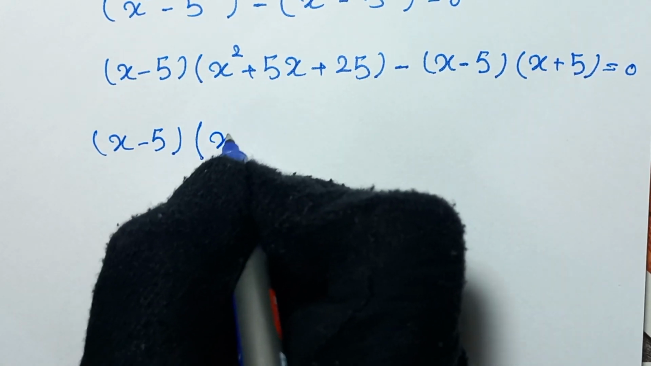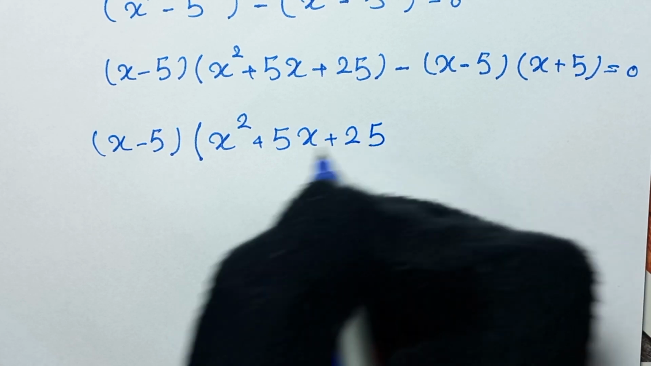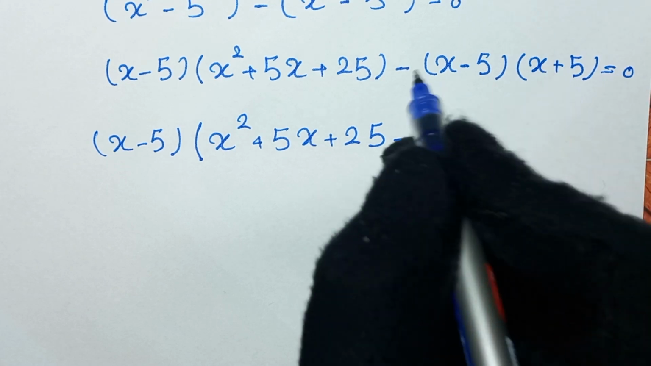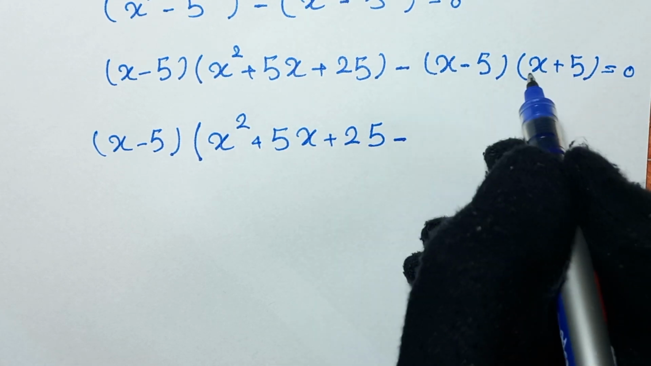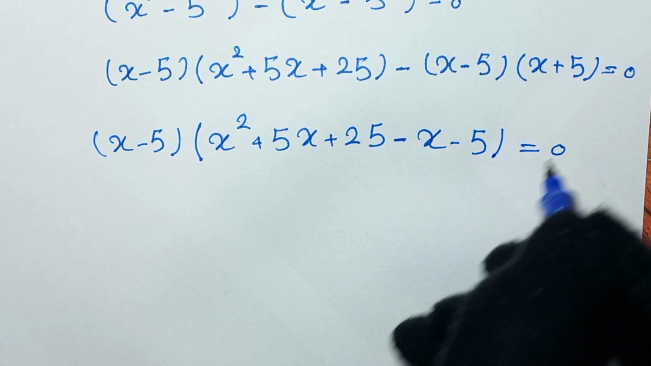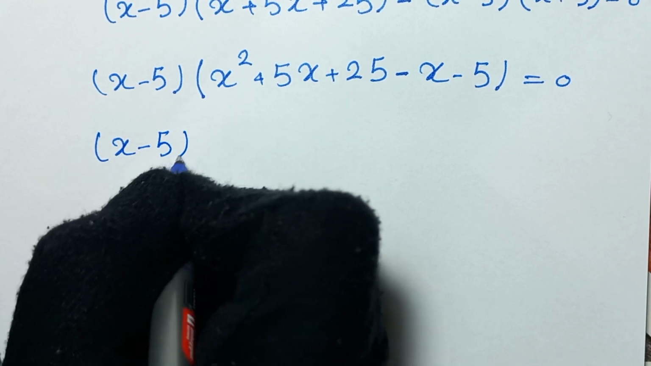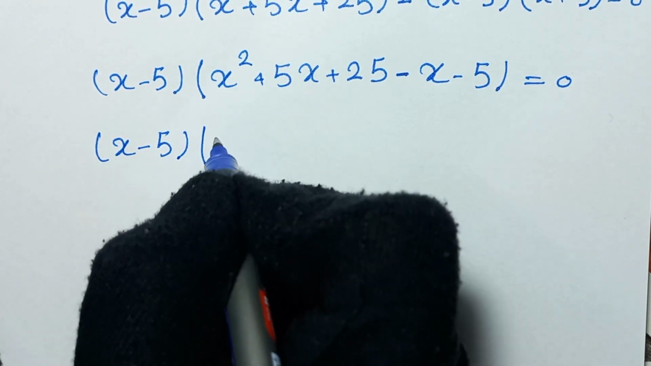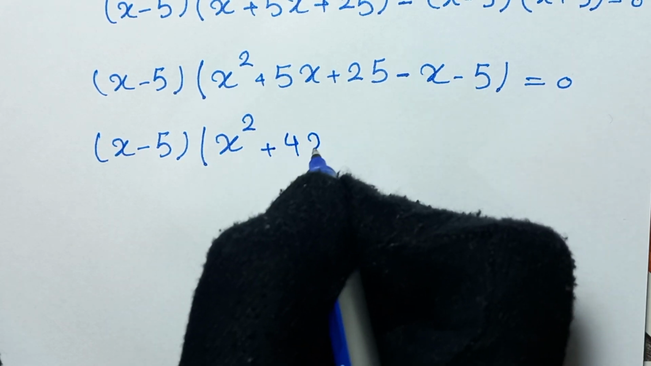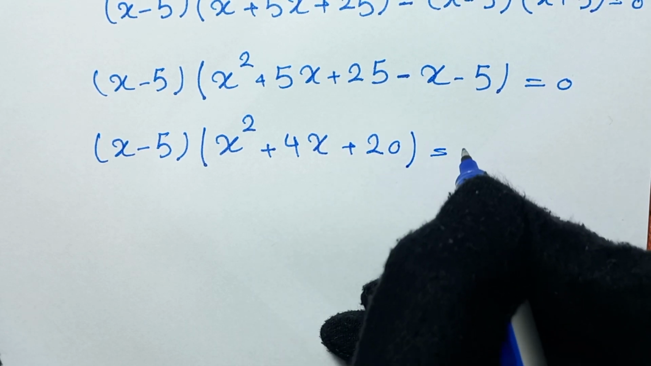Here we have x squared plus 5x plus 25, and minus this divided by x minus 5, it will be negative x plus 5, right? So negative x plus 5, it will be negative x minus 5, is equal to 0. So here it will be x minus 5 times x squared, 5x minus x, it will be 4x, and 25 minus 5, it will be 20, is equal to 0.